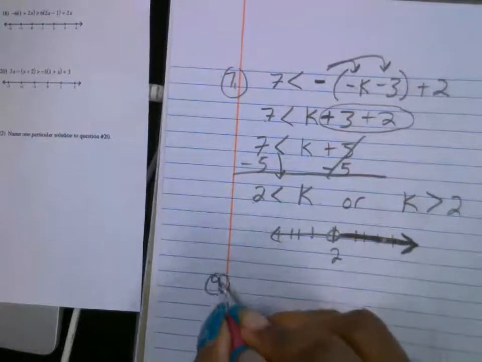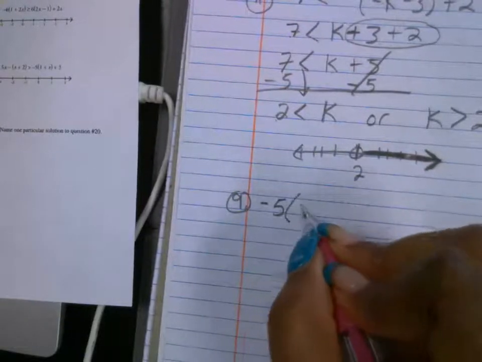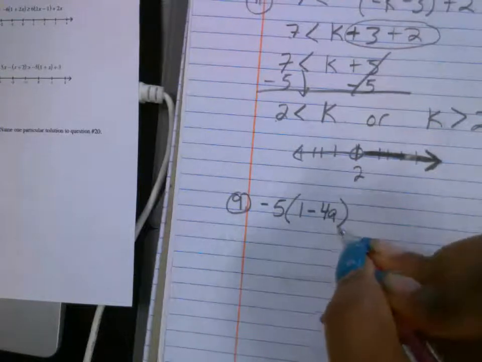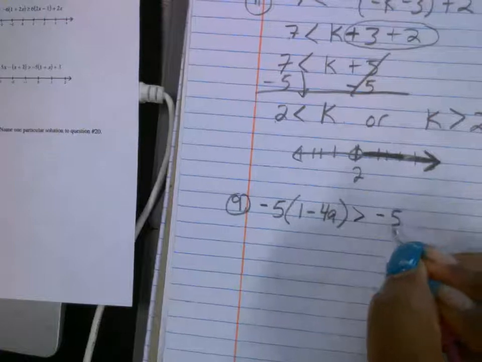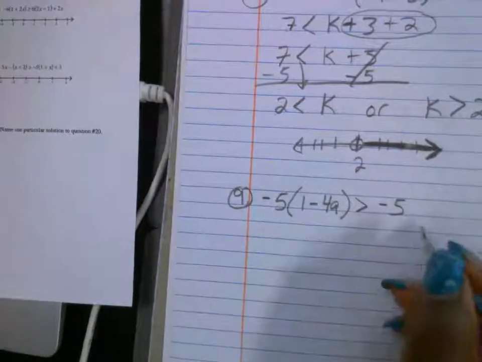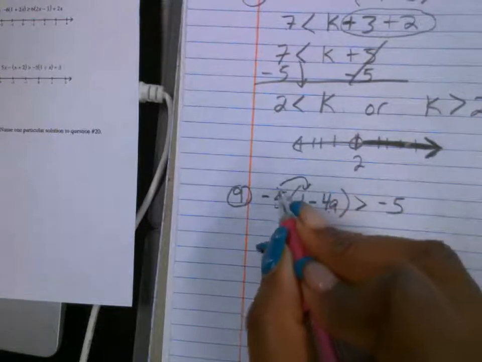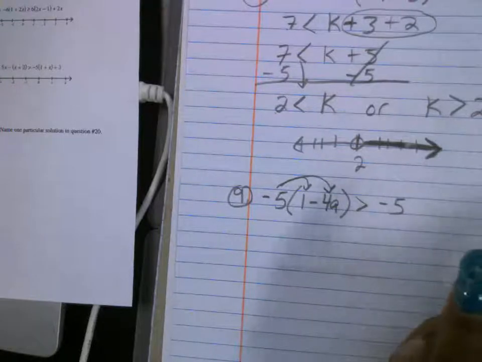Number 9. We have negative 5, parentheses, 1 minus 4a, close parentheses. This is greater than a negative 5. Okay? Greater than negative 5. First thing is distributive property here. So you're going to distribute negative 5 to both numbers in the parentheses.